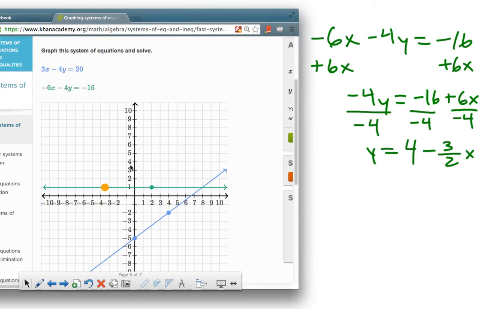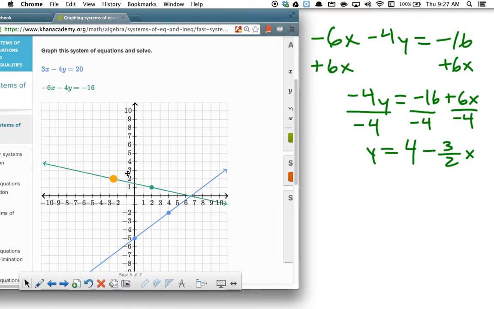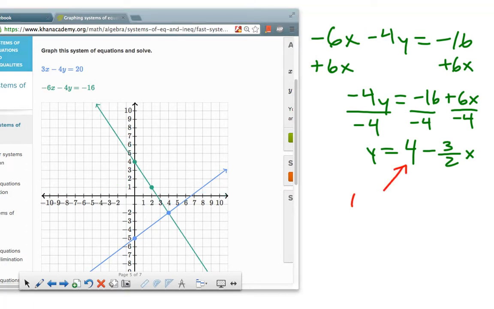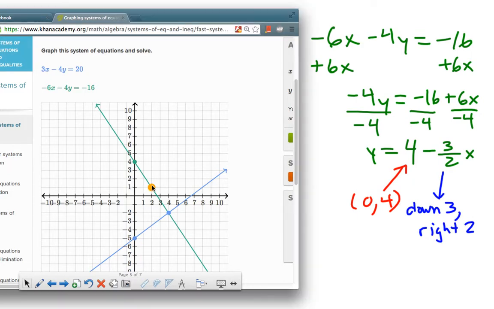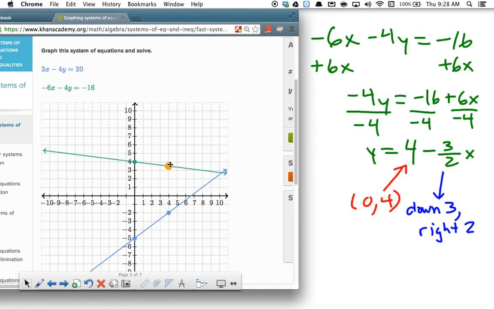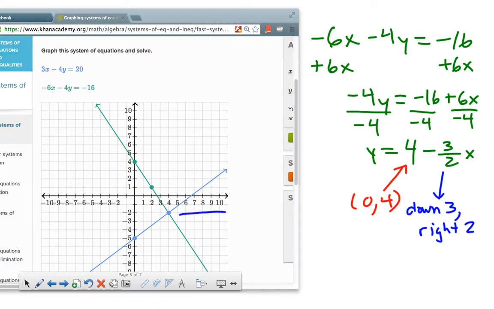It's going to start at 4. Because the number here is 4, so it tells me 0, 4 is the starting point. And then minus 3/2 tells me I go down 3, right 2. Because you always move to the right, the negative just applies to whether or not you go up or down. So on this line, I'll go down 1, 2, 3, and then right 2, and then I end up with this spot on my graph.